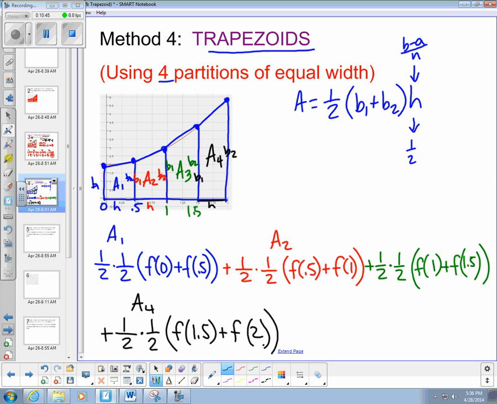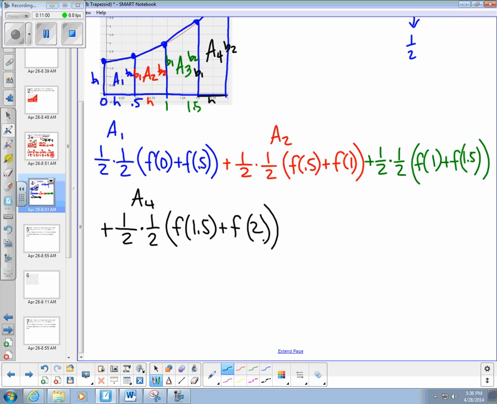Okay, so now we need to plug those numbers into our equation, f of 0, f of 0.5, and so on, and get those numbers, and we're going to multiply all this out. Okay, so for the first one, we've got 1/2 times 1/2, which is 1/4.